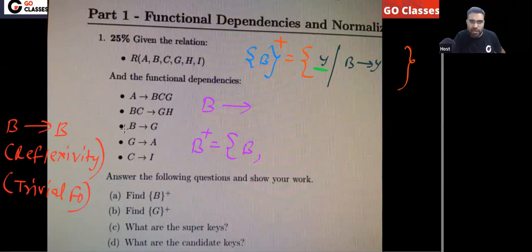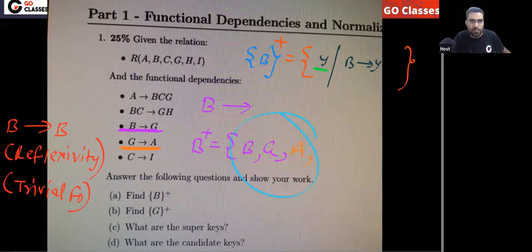What else can B determine? B can determine G also, so G will also come. Now B can determine B, G. These two, what can they determine? You can notice this G can determine A. So we got A also.